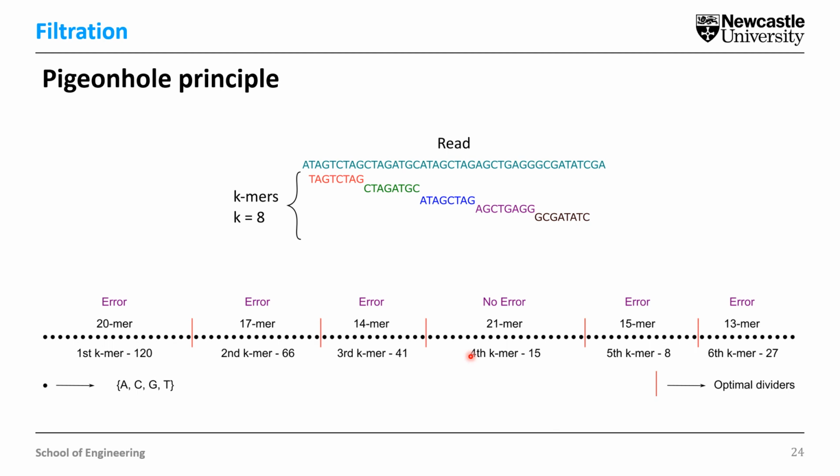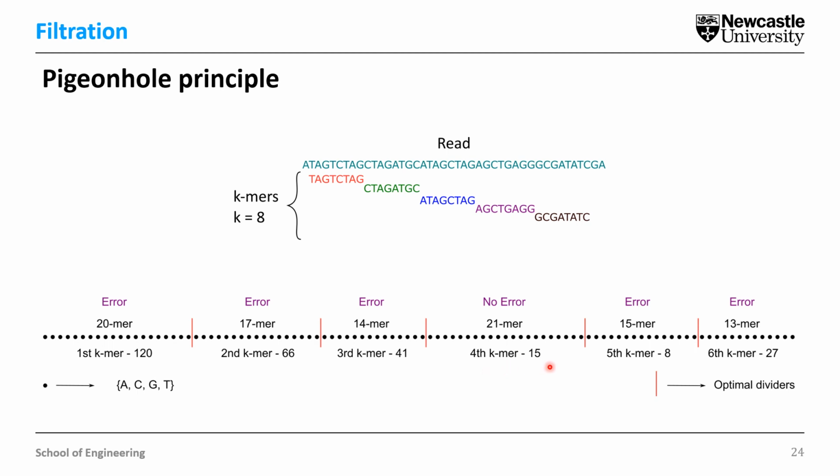Now we have discussed that an efficient filtration algorithm is one which minimizes the number of candidate locations for each k-mer, because wherever these k-mers match, we will have to verify the entire read in those genomic positions to find whether there is a match within the given error or not. We can see that the first k-mer is of length 20 and has about 120 candidate locations. Similarly, this k-mer is of length 17 and has 66 candidate locations. And the error-free k-mer is of length 21 and has 15 candidate locations.